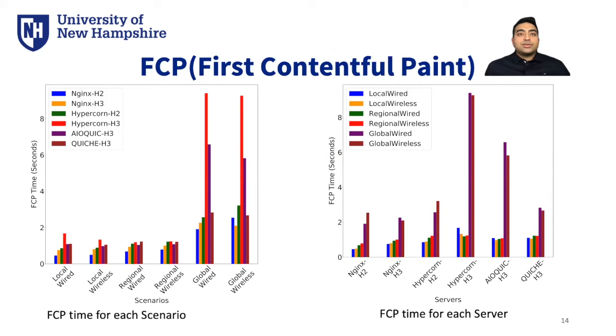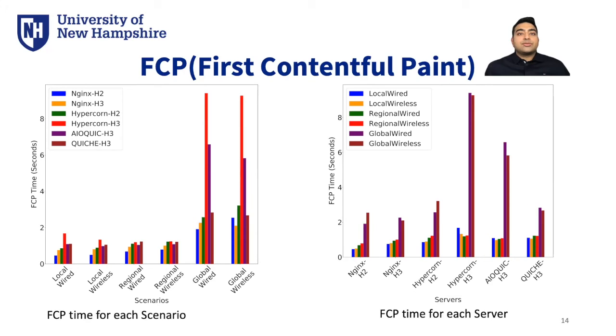In these graphs, we see the FCP results. We see FCP for each scenario in the left figure, and we see the same data in the right figure, which is organized differently. The first one is grouped by scenario, and the second is grouped by server. Lighthouse FCP metric results were generated in JSON format. The lower the FCP time, the better the performance.